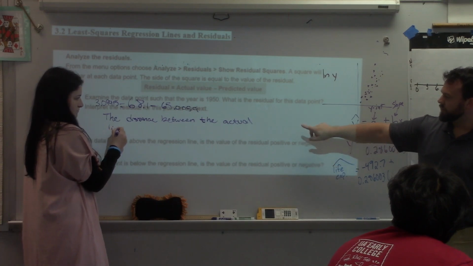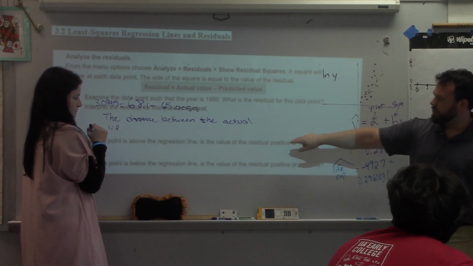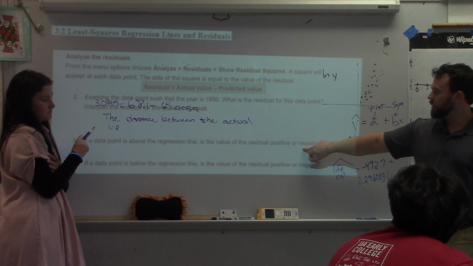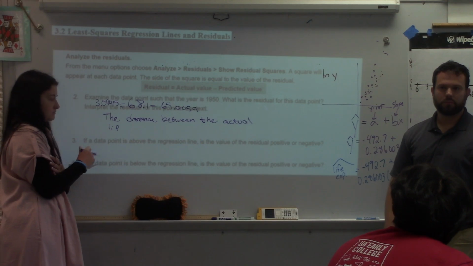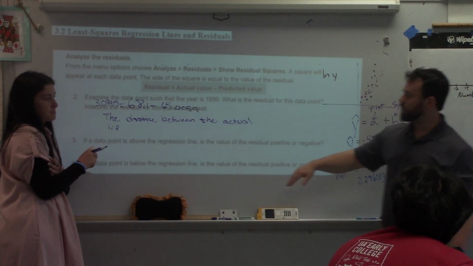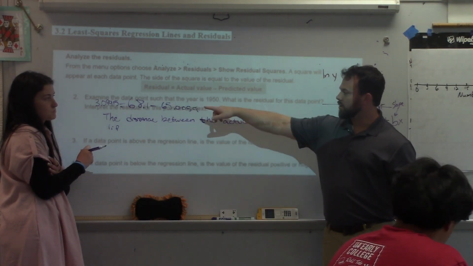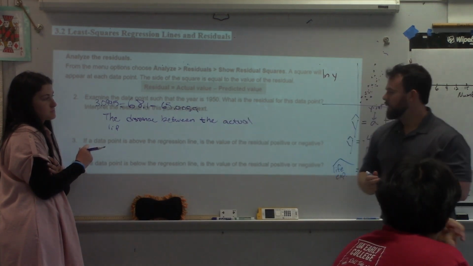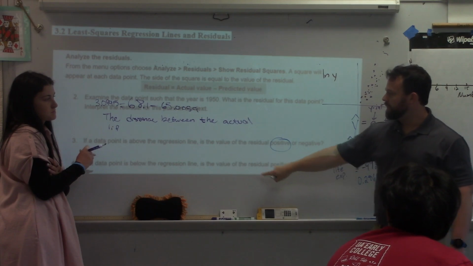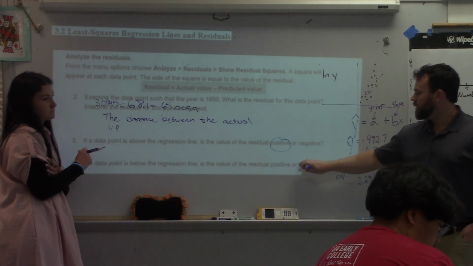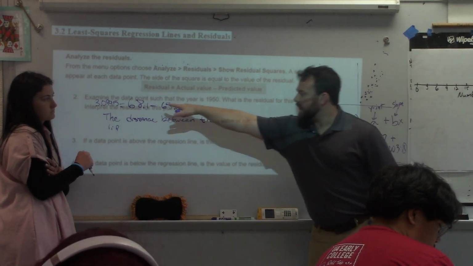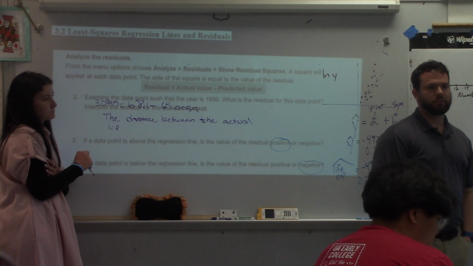I want us to think right here. Let's look at number 3, so if you can pause for a second. If a data point is above the regression line, is the residual going to be positive or negative? Positive, right? Because the actual value is larger than the predicted. So it's going to be positive. If a data point is below the regression line, the residual is going to be... So what does the fact that that residual is positive tell us?